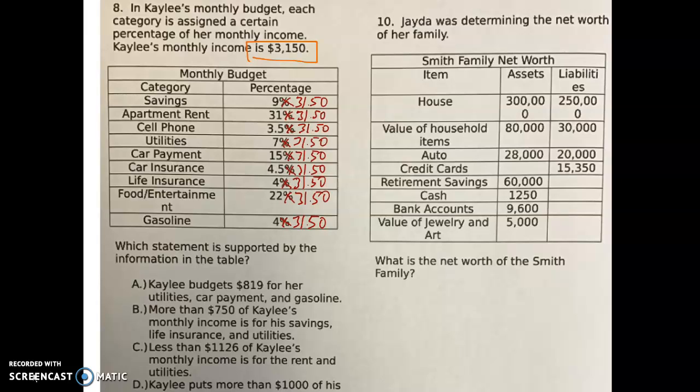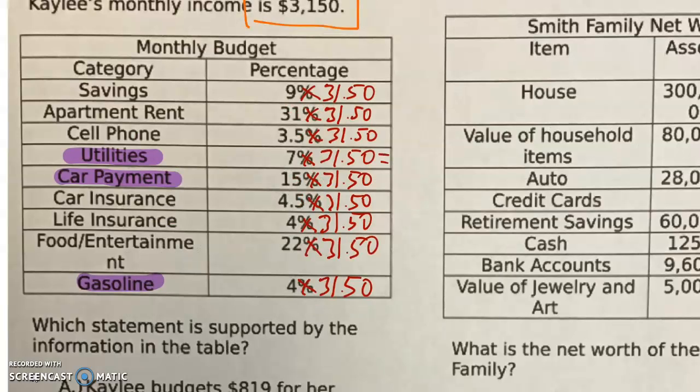All right. So Kaylee budgets $819 for her utilities, car payment, and gasoline. So let's multiply those and find out what it comes out to. Utilities is 7 times $31.50. It's $220.50. Her car payment is 15 times 31.50. It's $472.50. And her gasoline is 4 times 31.50, which is $126.